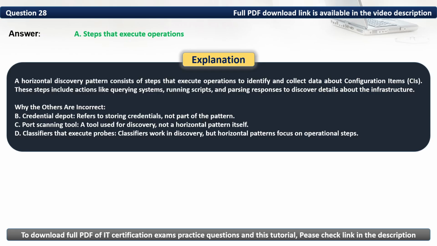A horizontal discovery pattern consists of steps that execute operations to identify and collect data about configuration items. These steps include actions like querying systems, running scripts, and parsing responses to discover details about the infrastructure.